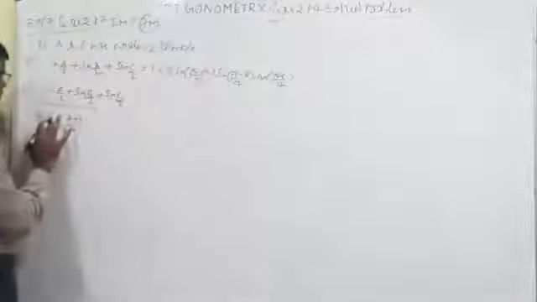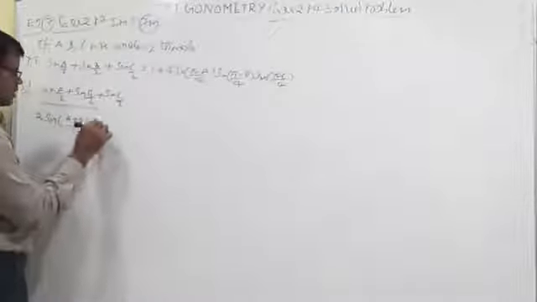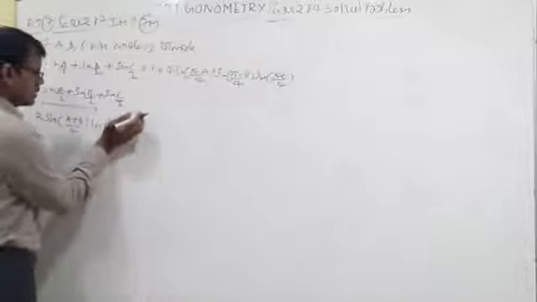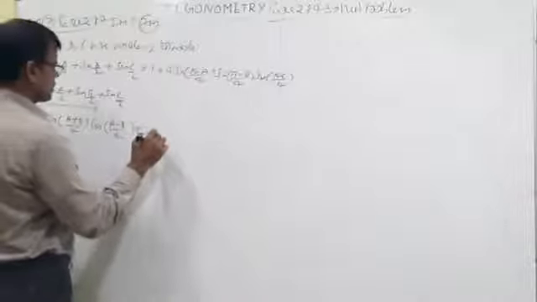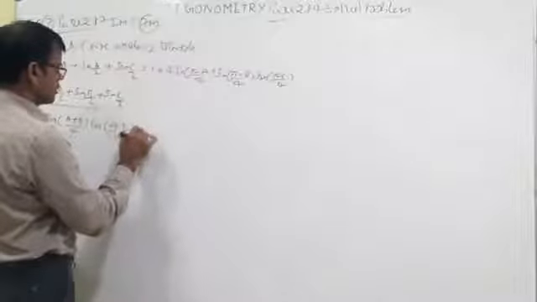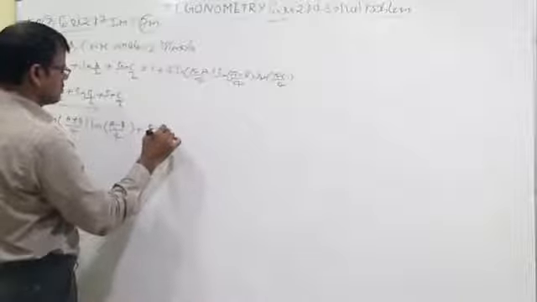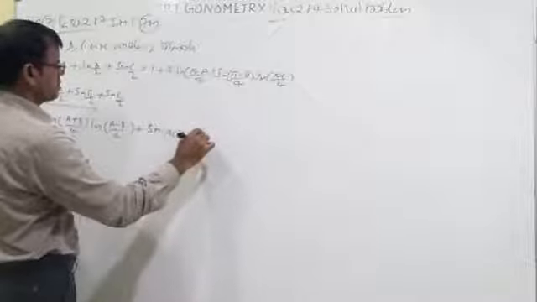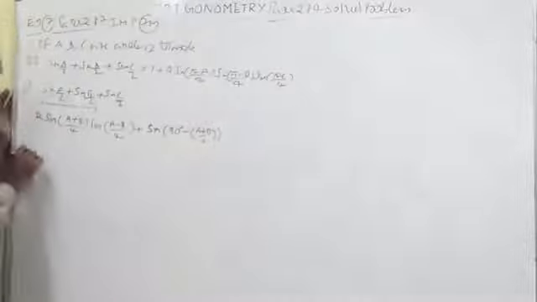In a similar way, we write 2 sin (A plus B) by 4 into cos (A minus B) by 4, because (A by 2 minus B by 2) whole by 2. Plus, for this one, sin C by 2 can be understood as sin of 90 minus (A plus B) by 2.